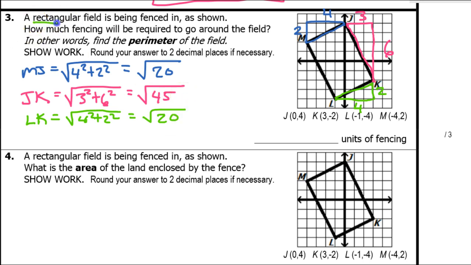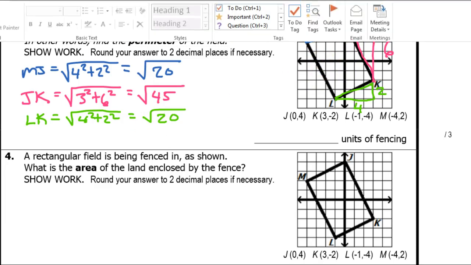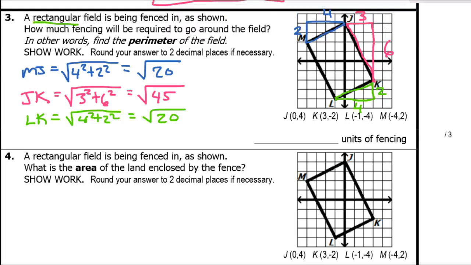Oh, and you know what? They're telling us this is a rectangle, so we know that the opposite sides of a rectangle are congruent. So that'll save me a little bit of work. So for example, ML is right here, but I know it's going to be the same thing as JK. So I know that's going to be the square root of 45 without even drawing a triangle.